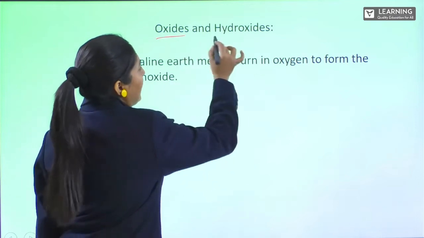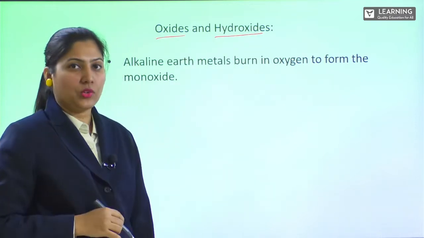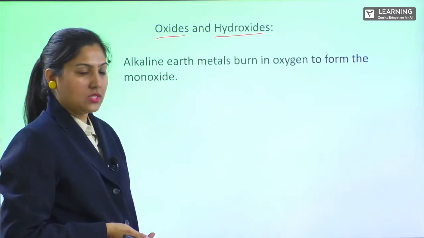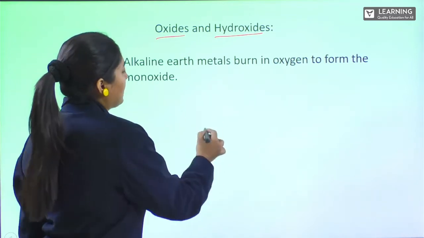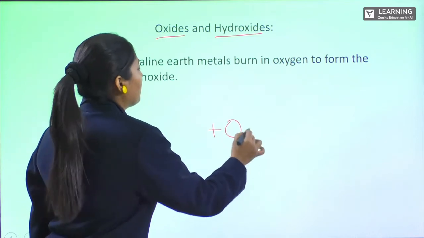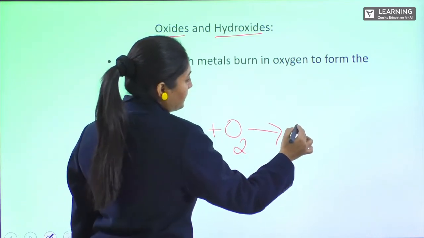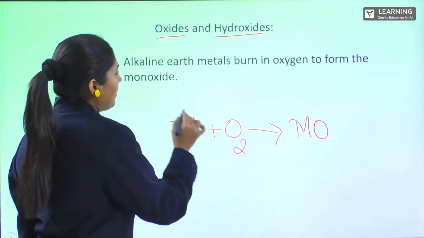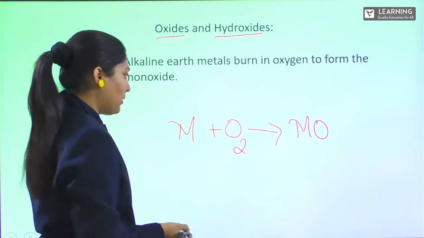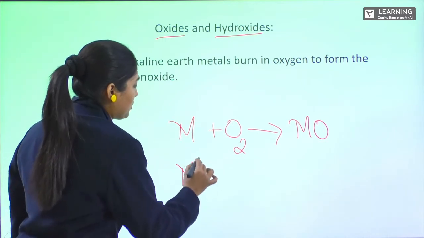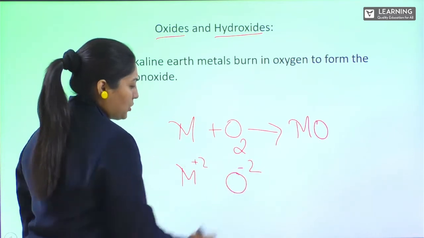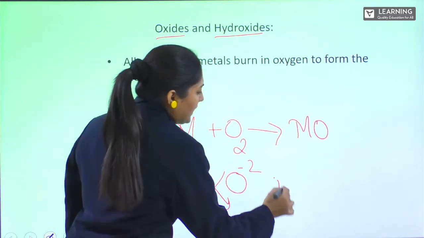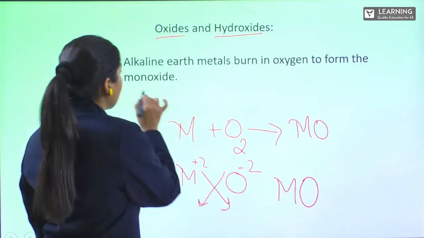Next, oxides and hydroxides of second group elements, that is alkaline earth metals. These burn in oxygen. In the presence of oxygen, what happens? They burn to give monoxide, MO. If you take M as an alkaline earth metal, M will have +2 charge, O will have -2 charge, and if we crisscross and cancel them, we get MO. So this is called a monoxide.